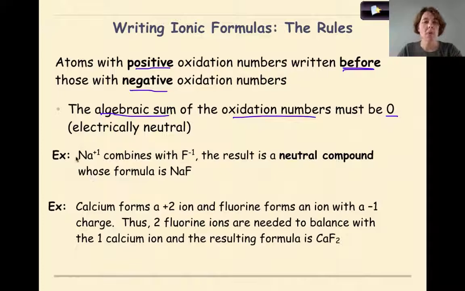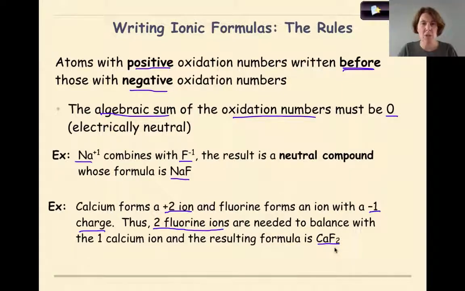So for an example, a sodium ion combines with a fluoride ion, and the result is a neutral compound whose formula is NaF because the +1 and the -1 cancel each other out. Or calcium forms a +2 ion, and fluorine forms an ion with a -1 charge. Therefore, you need two fluorine ions to balance out the one calcium ion, and the resulting formula is CaF2.